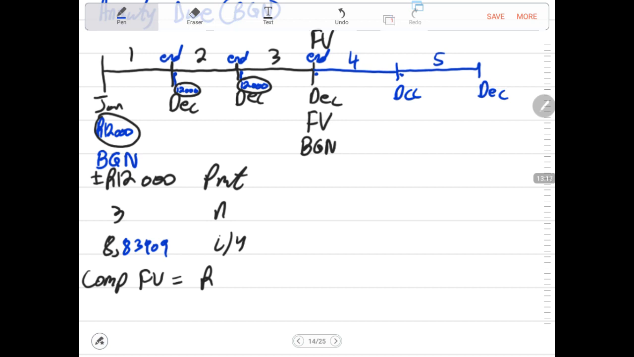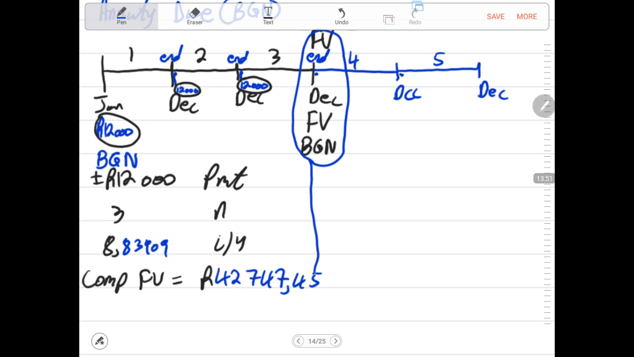8.83909 as our interest, and we are calculating the future value. The future value that we get is 42,747. Just wanted to verify that we have 42,747 rand 45 cents. So now this is the future value at the end of the term, not at the date when the last amount was borrowed or was paid.